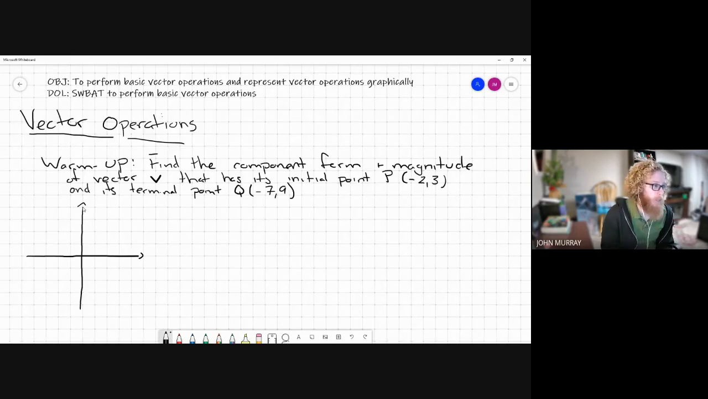All right, so my initial point P is at -2, 3. These are just going to be rough sketches. And then Q is at -7, 9, so maybe somewhere like up here. All right, and then the way it's going to point, this is my initial point, this is where we start, and that is not going to there.